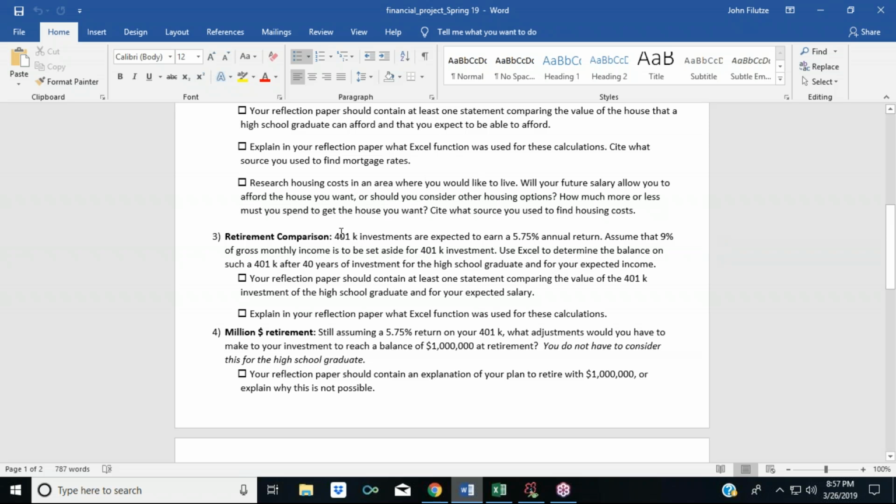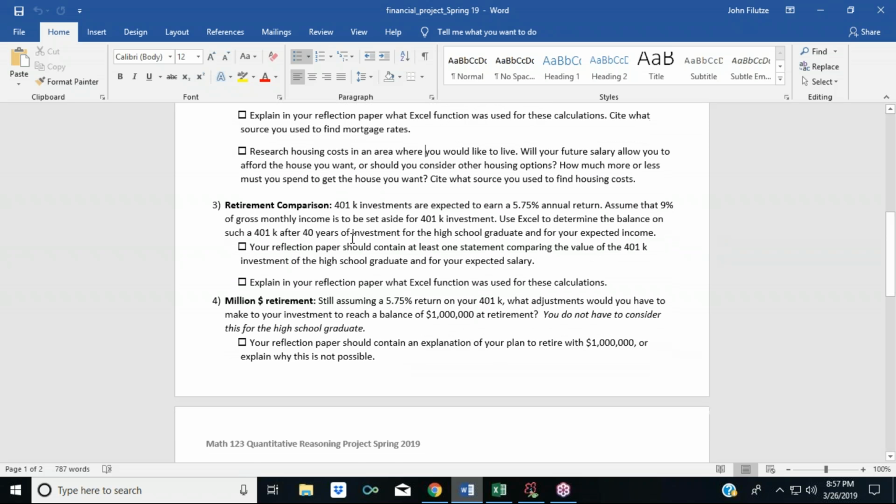And I don't know if I have the rubric uploaded in there, but if it's not in there, I'll put it in there tonight. And then you're going to do a retirement comparison. So you're looking at earning 5.75%, and then the different amounts here, 9% of your gross monthly income. So we don't have a fixed dollar amount here like we did in our examples of $50 or $100 or $200. Whatever the 9% of your gross monthly income, that's the value you're going to use.